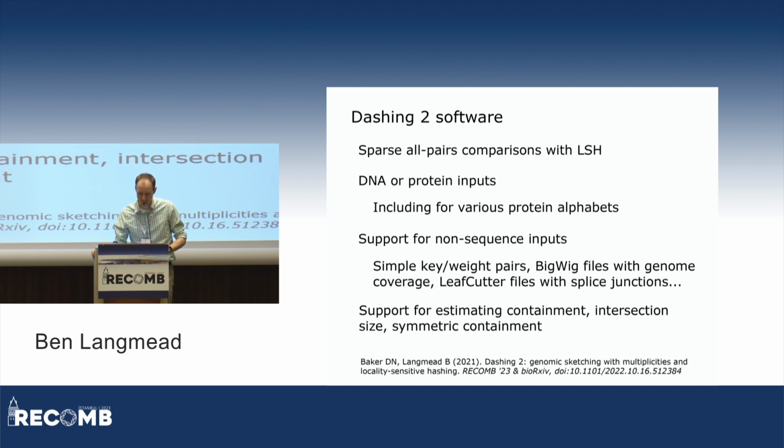It has support for inputs that are not necessarily FASTA, FASTQ. You can give it key weight pairs, and it'll operate in its weighted mode. You can give it bigWig files, LeafCutter files, and again, these are all sorts of inputs where it's natural to operate in a weighted mode. Those will all use the weighted mode of Dashing 2. And it has support for estimating things other than just Jaccard and cardinality, like those shown there at the bottom.